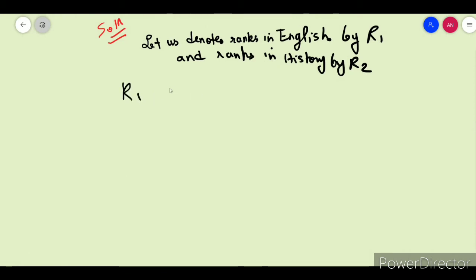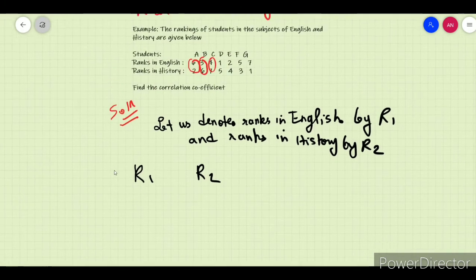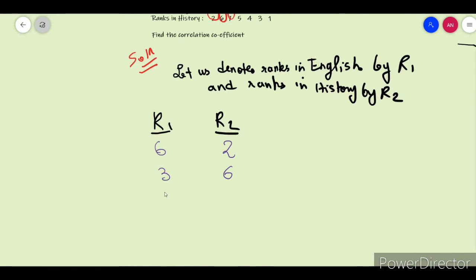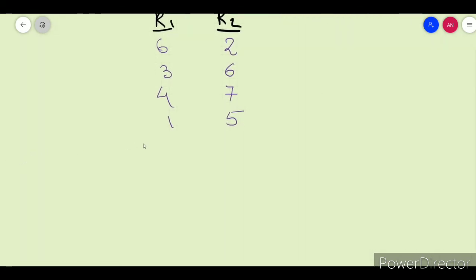So R1, R2. Let us take the first pair. Let me use another color. First pair, 6 and 2, 3 and 6, that's another pair. 4 and 7, 1 and 5. The next pair is 2 and 4, 5 and 3, 7 and 1. So we have the ranks.